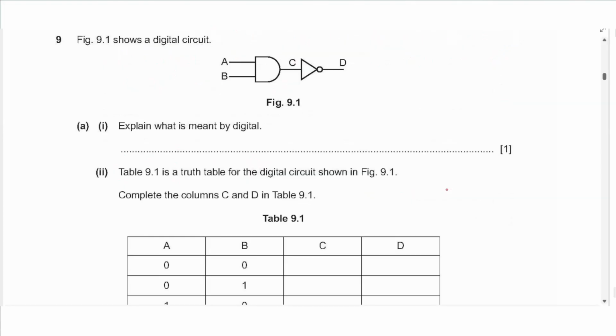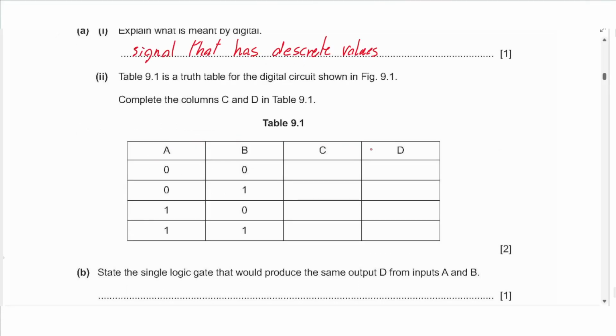This question is about logic gates, so you can skip it for the new syllabus. It says figure 9.1 shows a digital circuit. Explain what is meant by digital. It means a signal that has discrete values, or for binary digital only has 2 values, high and low, or 1 and 0.